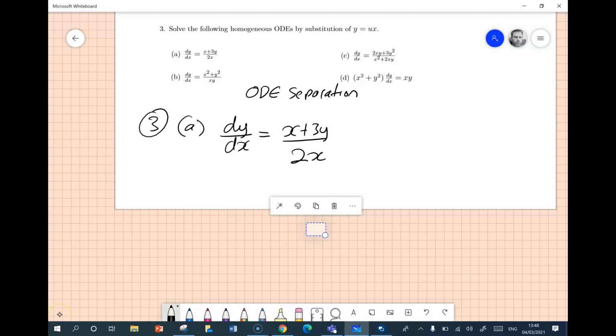Okay, we're solving ordinary differential equations by separation. Let's just have a quick look. This is question 3a, dy/dx is equal to (x + 3y)/2x, and I want to get down to y is equal to something. So to get rid of my dy's, I can integrate both sides.